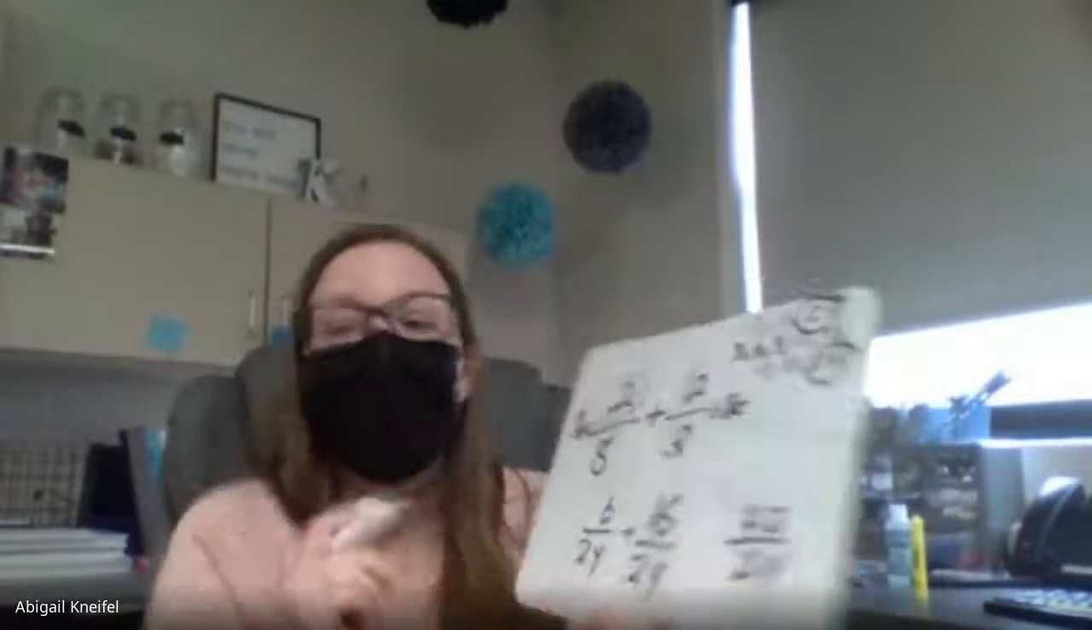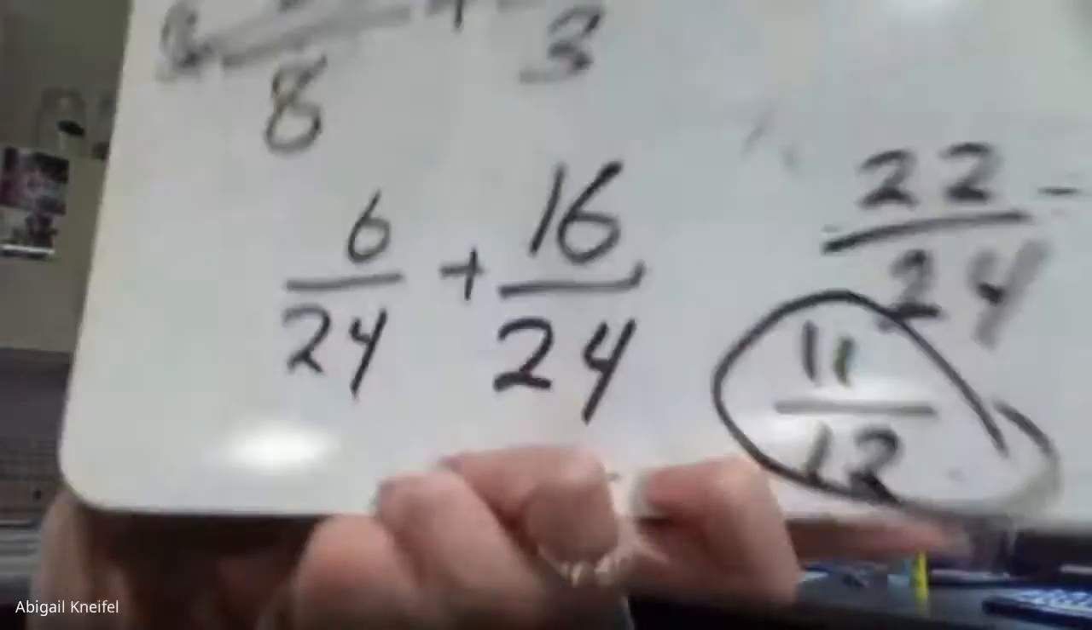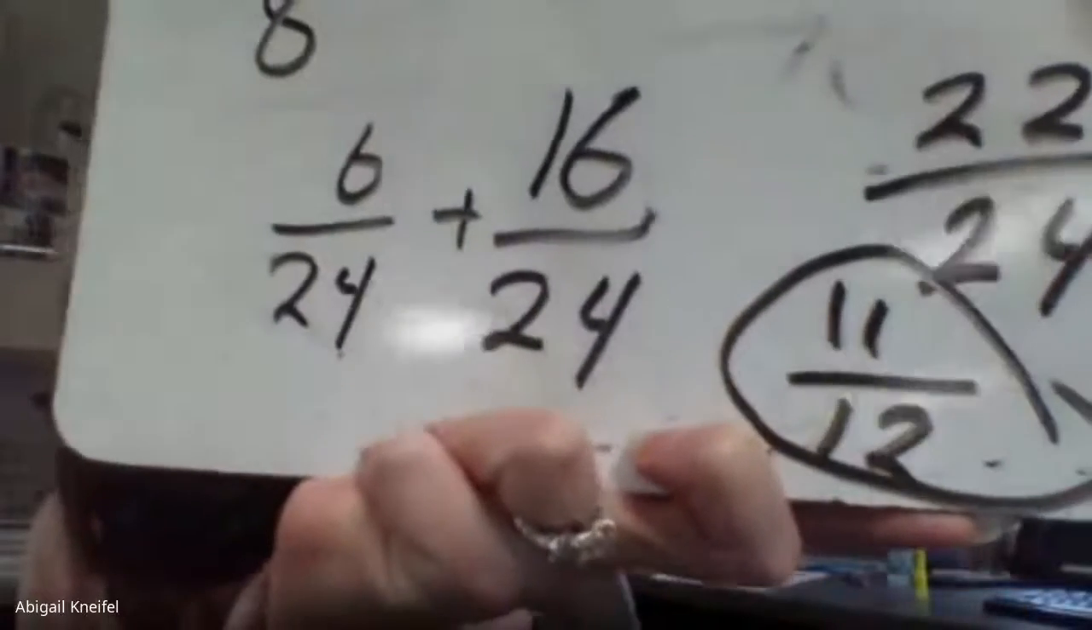When I add them up, can I leave it there? No, you cannot leave it there. We have to reduce. And both of these are even numbers, so we can divide them by 2. 2 goes into 22 11 times. 2 goes into 24 12 times. Your final answer should be 11 over 12. I repeat, final answer, 11 over 12.